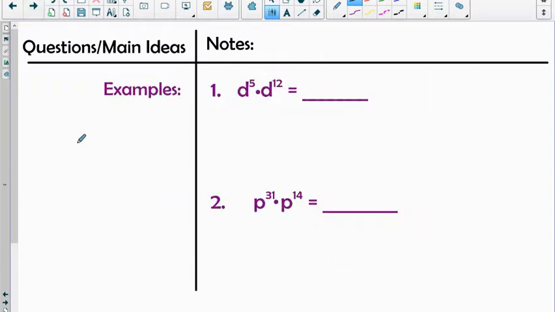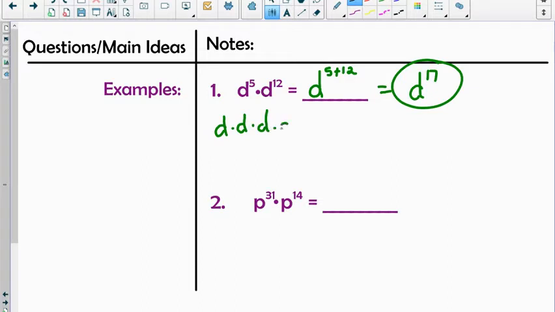Let's apply this to some examples. Example number 1. We have d to the fifth power times d to the 12th power. Well, our property says that we can just add together the two exponents, so 5 plus 12, and we should get d to the 17th power. If you want, you could actually write all of those out and say, well, d to the fifth power would look like this. And then we have d to the 12th power.